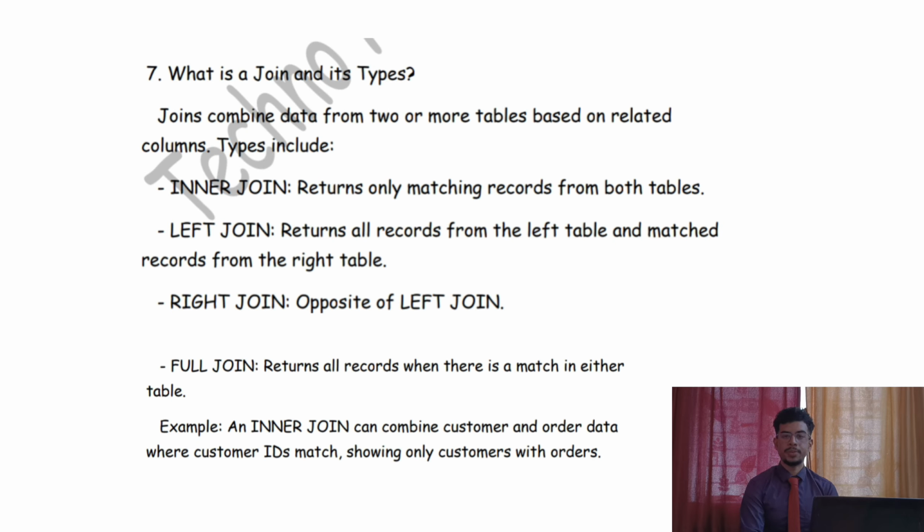What is a join and its types? Joins combine data from two or more tables based on related columns. Types include inner join, which returns only matching records from both tables. Left join returns all records from the left table and matching records from the right table. Right join, opposite of left join. Full join returns all records when there is a match in either table. Example, an inner join can combine customer and order data where customer IDs match, showing only customers with orders.